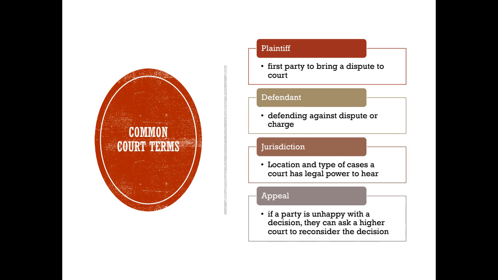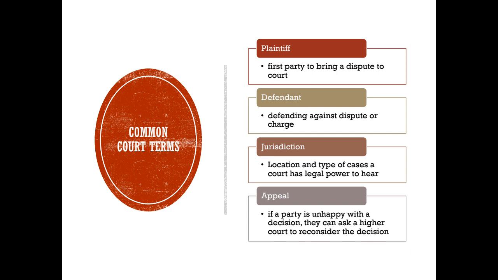And then there's another one, and the last word is the appeal. This is if a party is unhappy with what a judge decided in their case, they can ask a higher court, a court above that court, to reconsider that decision. Sometimes the judge grants the appeal and agrees that the decision was wrong, and sometimes they uphold it.